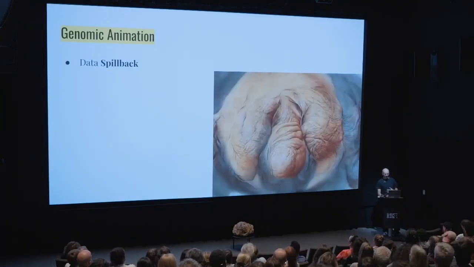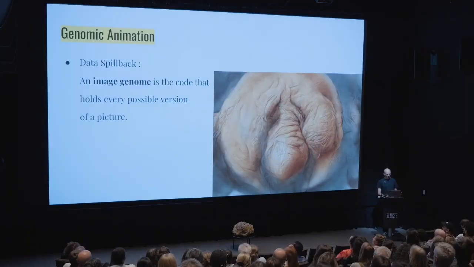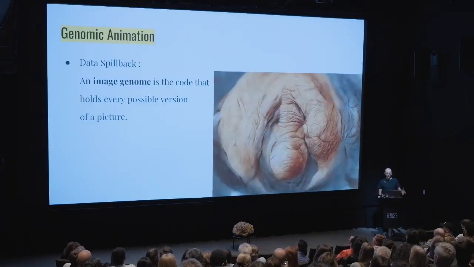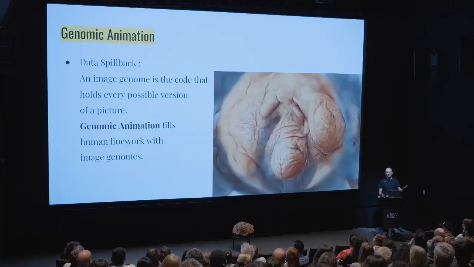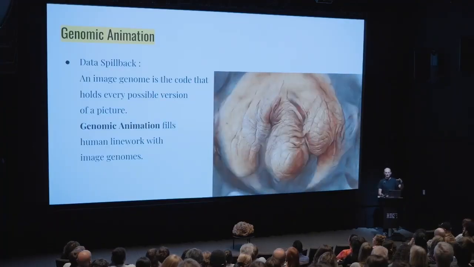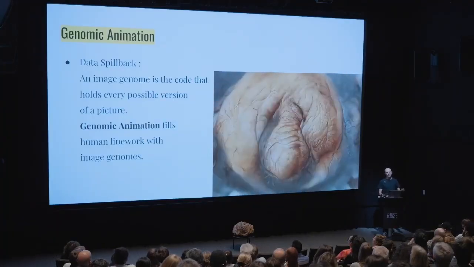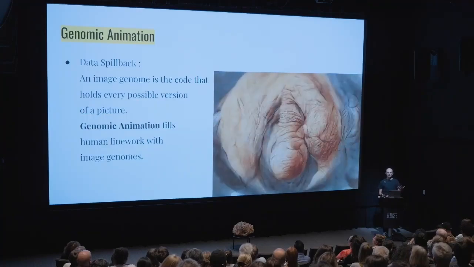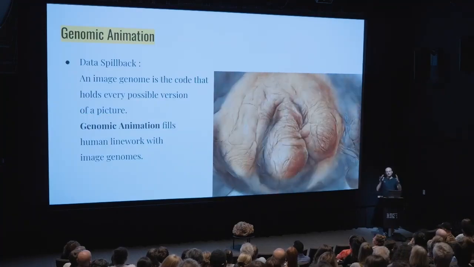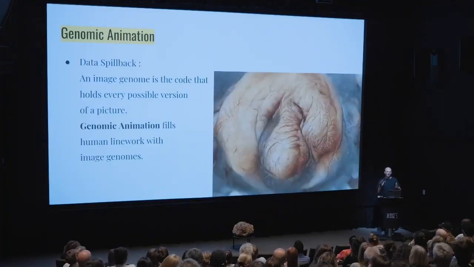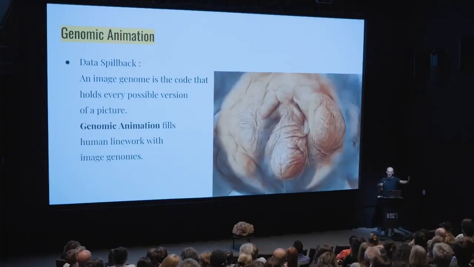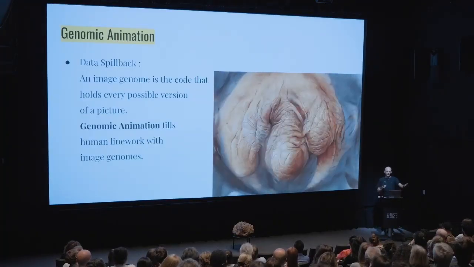When you look at data spillback, the idea of an image genome, that is a code that holds every possible version of a picture. And genomic animation fills human line work with image genomes, right? So it's basically using the drawings, but it's also injecting it with something like an image genome to reduce that space for the collaboration to work. You reduce the margin of error between what you're doing and what is being seen as a tool to be able to be understood by your audience.